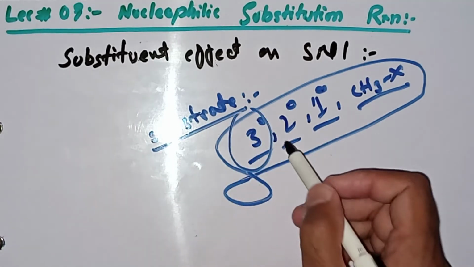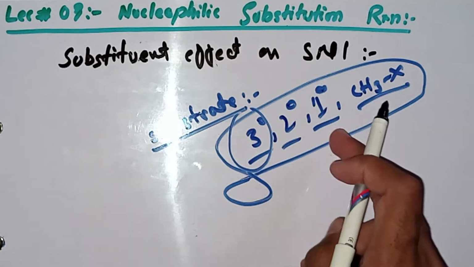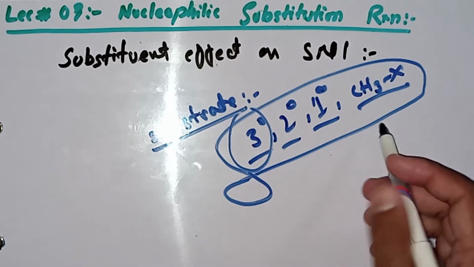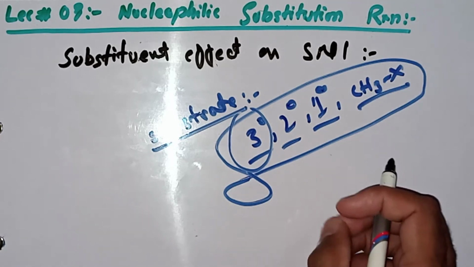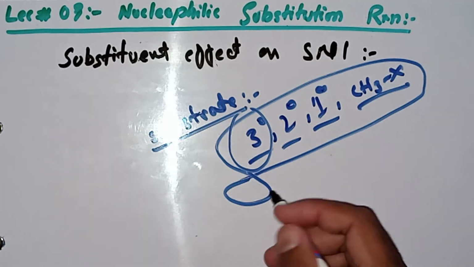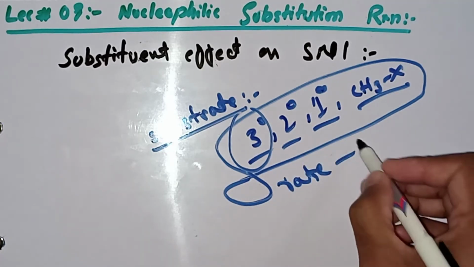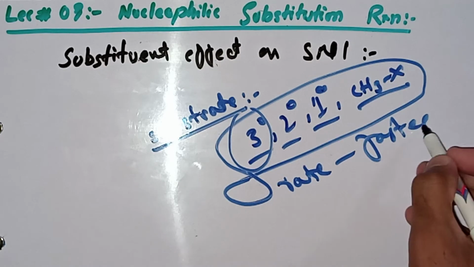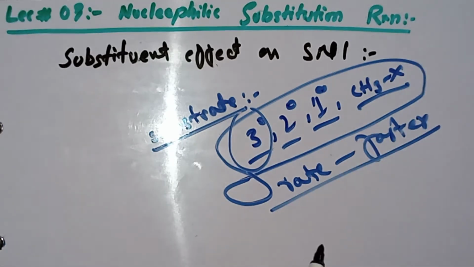When we use tertiary alkyl halide, secondary alkyl halide, primary alkyl halide, or only methyl halide, which halide will react faster, in which case will the reaction rate be faster, and in which case will the reaction be resistant, meaning the reaction will stop and cannot proceed? Here are the substituent effects.